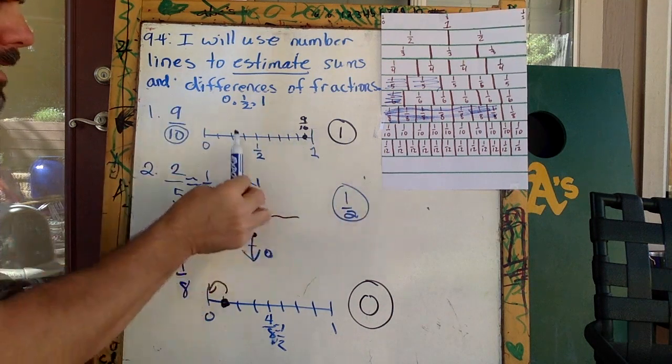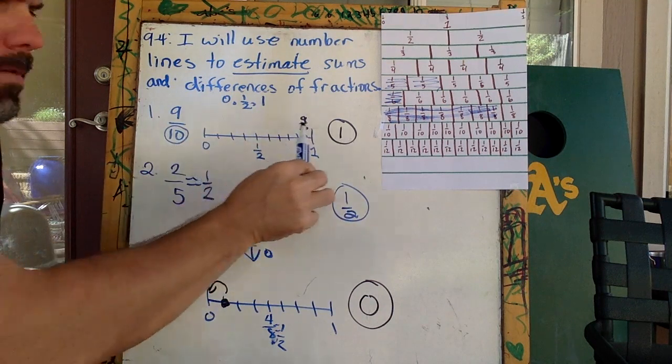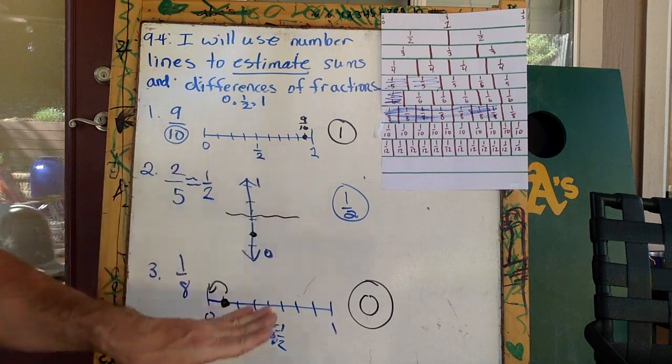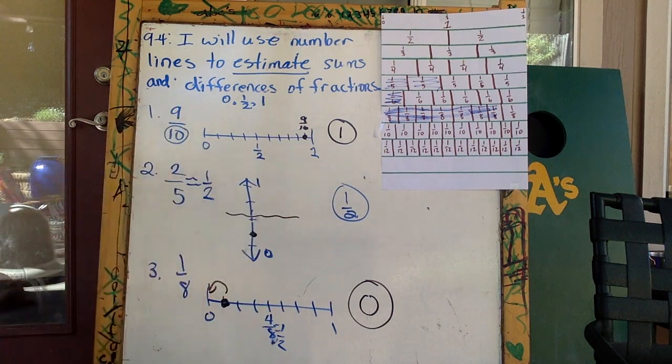So hopefully you can see how you can draw a number line, plot the fraction, and then estimate. Is it closer to the halfway point? Is it closer to 0? Or is it closer to 1? These are some really good strategies, especially if you know how to draw number lines. They help you a lot in trying to estimate fractions, adding fractions.